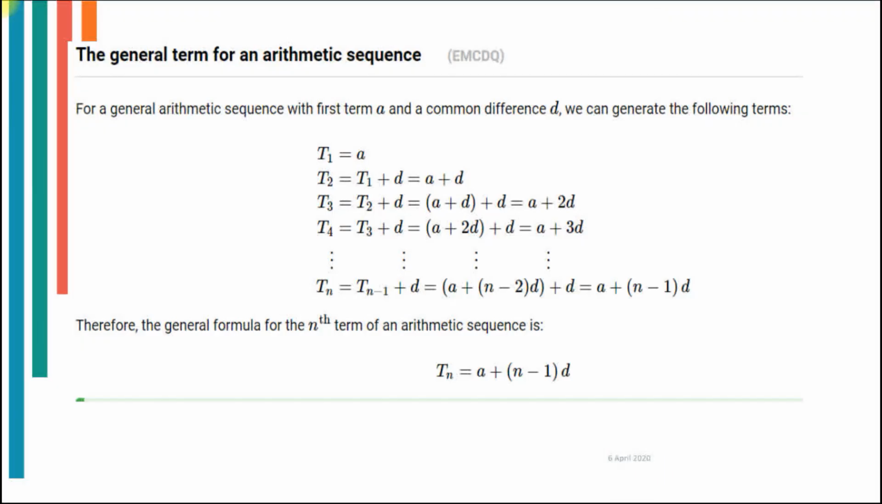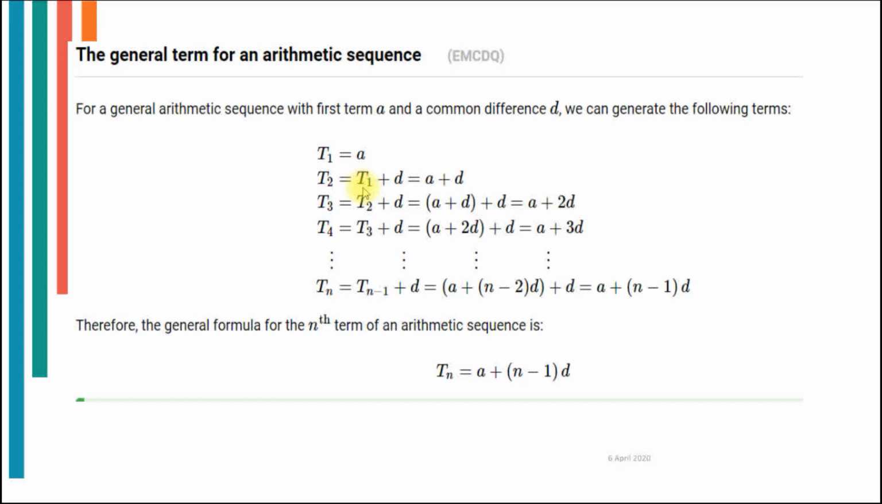So now the general term for an arithmetic sequence. So where are we getting this formula from? So let's just recap on that. So for a general arithmetic sequence with first term a and a common difference d, we can generate the following, right? So our first term there, that would be our a, right? And then to get to the second term, we take the first term and we add d. So that would be a plus d. Remember, because t1 is equal to a.